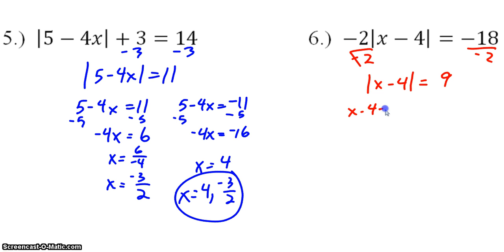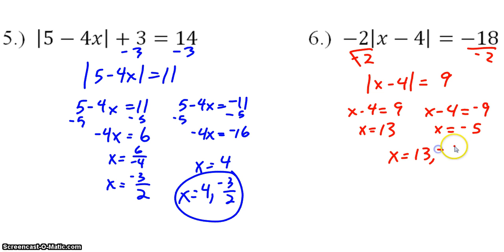So x minus 4 equals 9, and x minus 4 equals negative 9. You add 4 to both sides, x equals 13. Add 4 to both sides here, x equals negative 5. So my final answer is x equals 13 and negative 5.